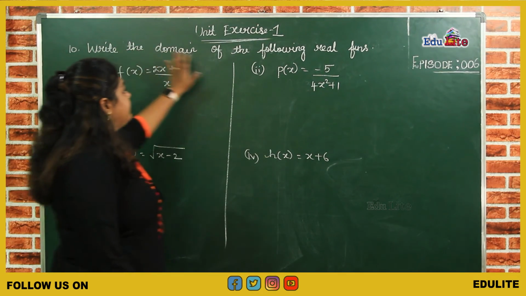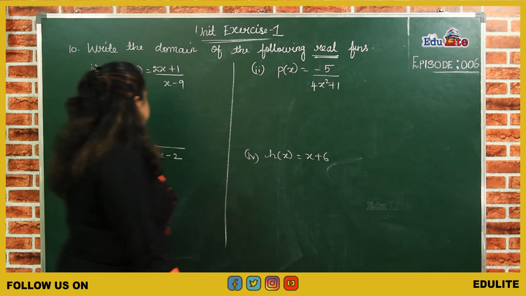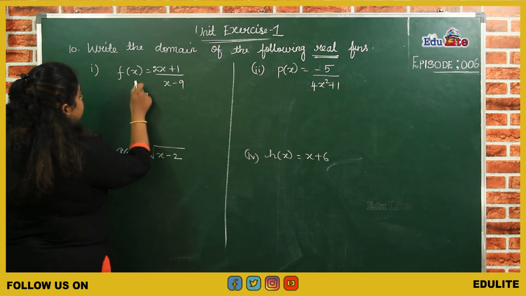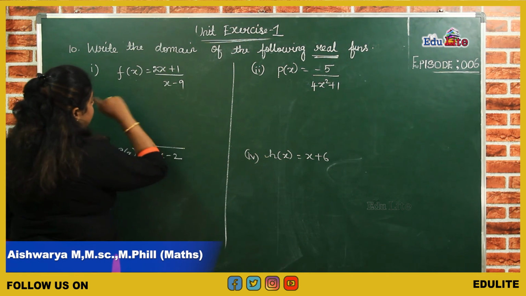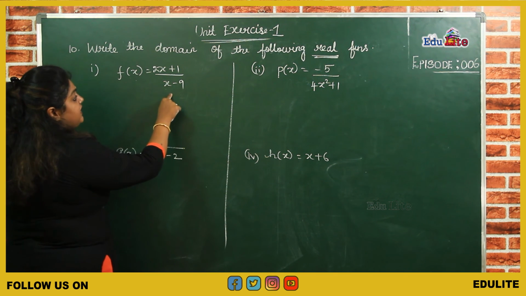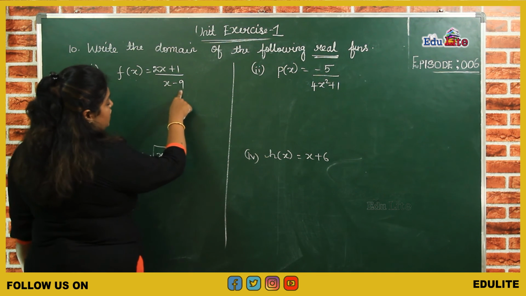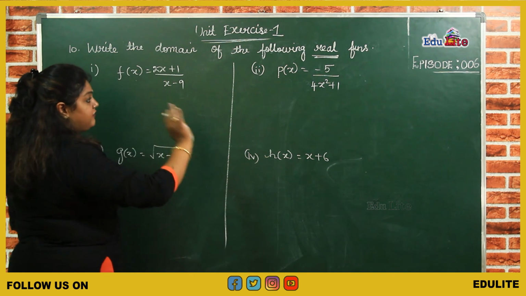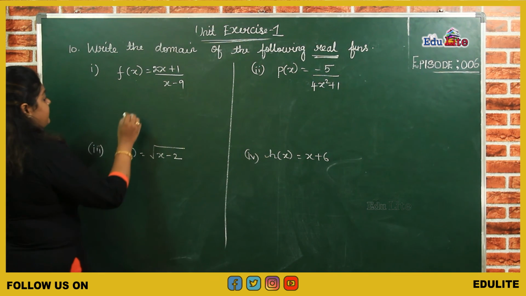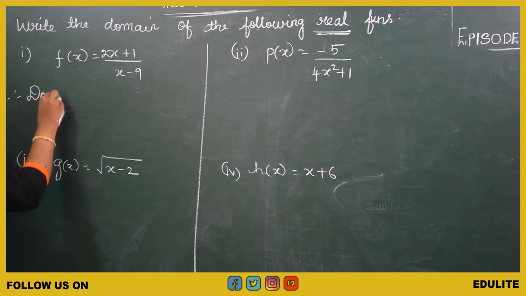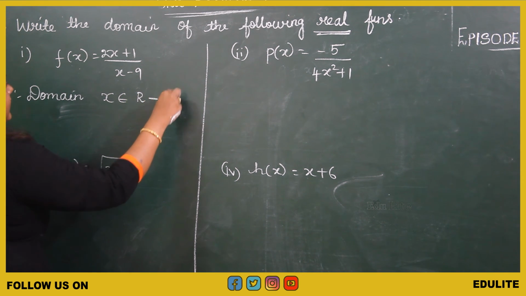10th problem is we have to write the domain for the following real functions. Okay. So first sum, if you see, f of x is equal to 2x plus 1 by x minus 9. This will become infinity when I choose 9 over here, which is 9 minus 9 will give me 0. So this function is not defined only for 9. It is defined for all other values of x. Therefore, the domain is x belongs to real numbers but not 9.